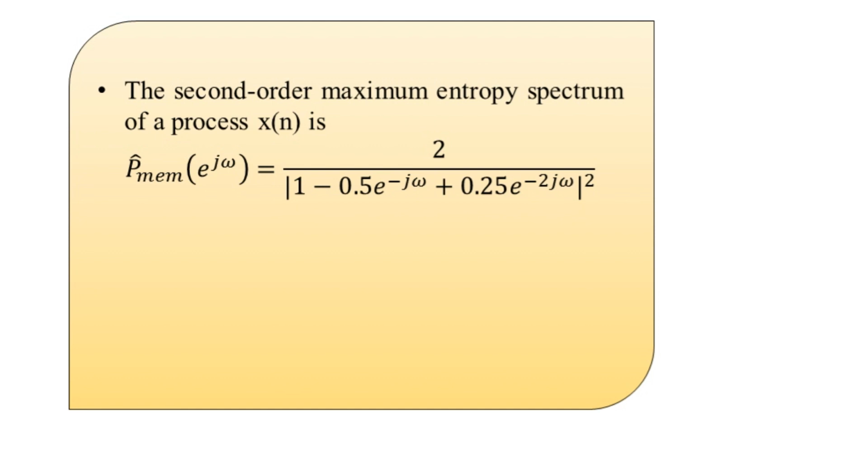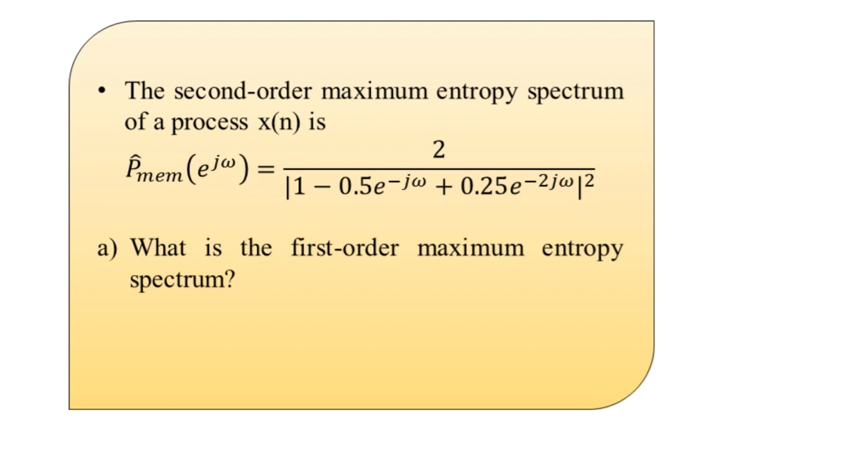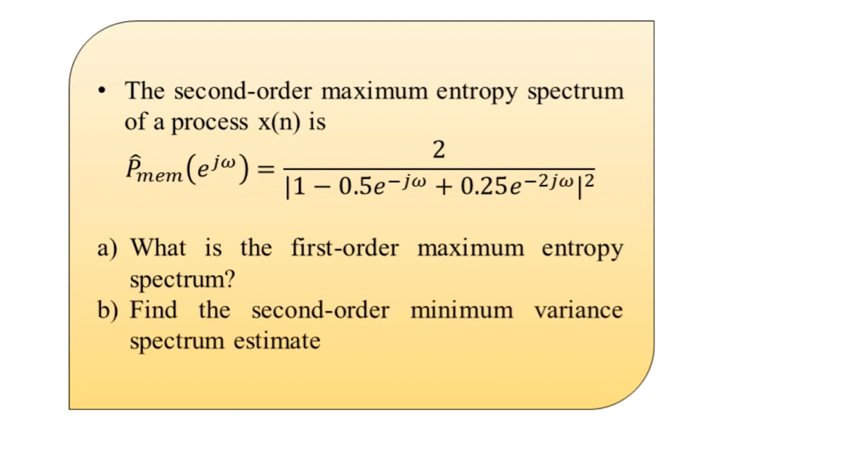Now, with these given details, we have to find the solution to two tasks. So we have two parts in this problem statement. The first part, part A, is: what is the first order maximum entropy spectrum? And the second part is: find the second order minimum variance spectrum estimate. So this is our problem statement. The problem statement is very short and straightforward here.